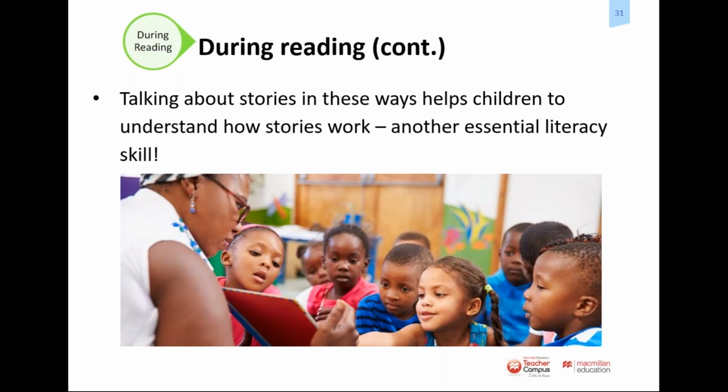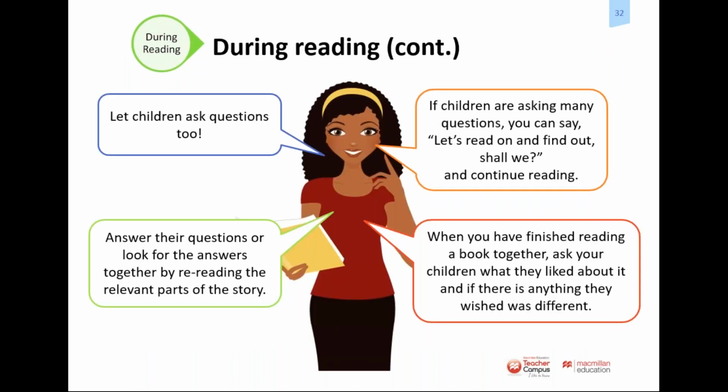Talking about stories in these ways help your children to understand how stories work. They need to understand how does a story work to, in the end, be able to tell a story, write a story, and read a story for that matter. So if you don't show them that there's a storyline, there's a beginning, there's a middle, there's an end, there are pictures to demonstrate what the story is all about, and all of those things, if you don't help them with it, they will not be able to do it independently in the end.